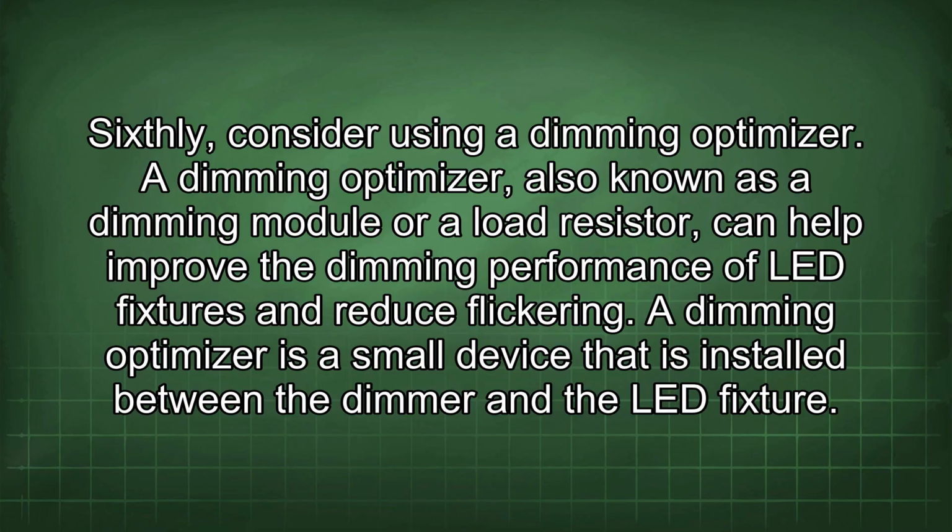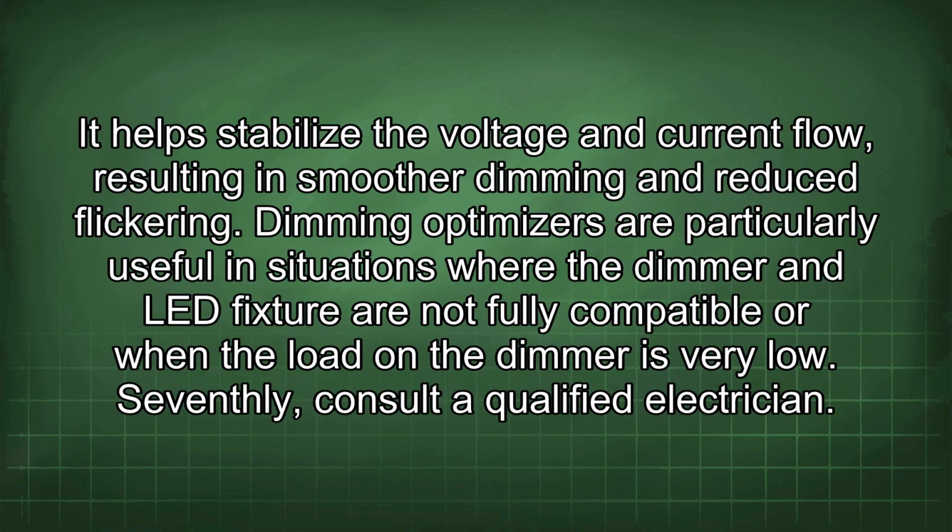Sixthly, consider using a dimming optimizer. A dimming optimizer, also known as a dimming module or a load resistor, can help improve the dimming performance of LED fixtures and reduce flickering. A dimming optimizer is a small device that is installed between the dimmer and the LED fixture. It helps stabilize the voltage and current flow, resulting in smoother dimming and reduced flickering. Dimming optimizers are particularly useful in situations where the dimmer and LED fixture are not fully compatible or when the load on the dimmer is very low.